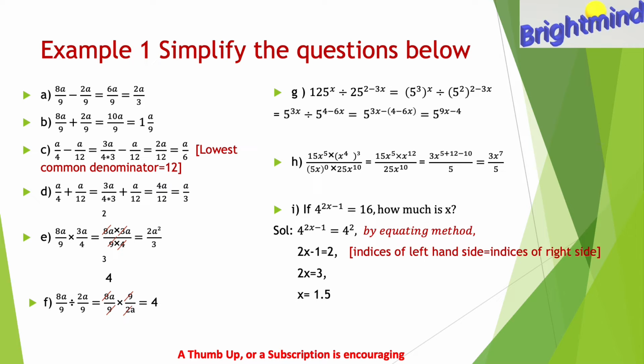G. 125 to the power of x divide 25 to the power of 2 minus 3x. This question looks complex, but if you apply the index law, it will be very easy. Because 125 is 5 to the power of 3, and 25 is 5 to the power of 2, I rewrite the question as 5 to the power of 3, bracket, to the power of x, divide, bracket, 5 to the power of 2, bracket, to the power of 2 minus 3x.